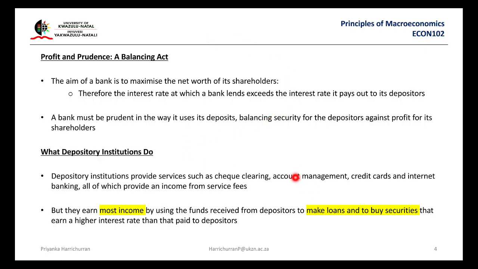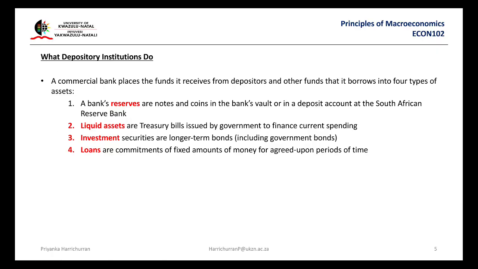Now, depository institutions provide services, right? Like your credit cards, when you tap your card or swipe your card, those transactions, fees, all those online banking, they are in charge of it. They earn most of their income from funds received from depositors to make loans and to buy securities that earn a high interest rate, and they pay interest to depositors. So as I was saying, they earn more money from the interest charged on the loans than what they pay us for depositing our money.